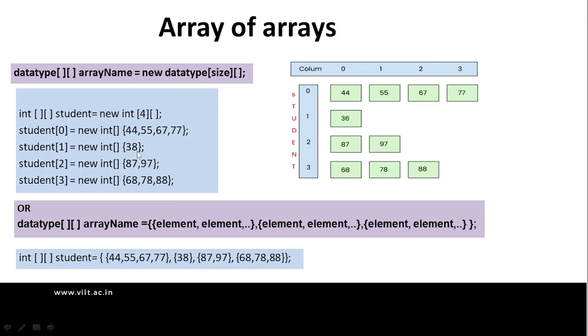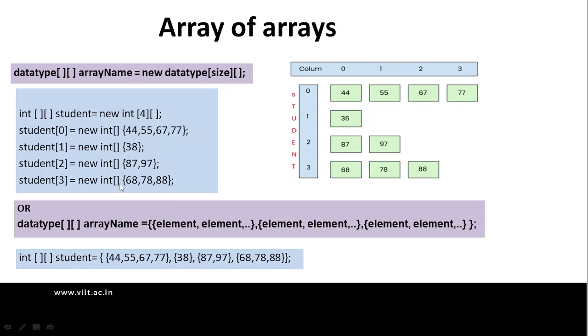Also, for another location you can have some different values. For example, new int[] of size 3 with values like 38. Again, new int[] with any values like 87, 80, 97.